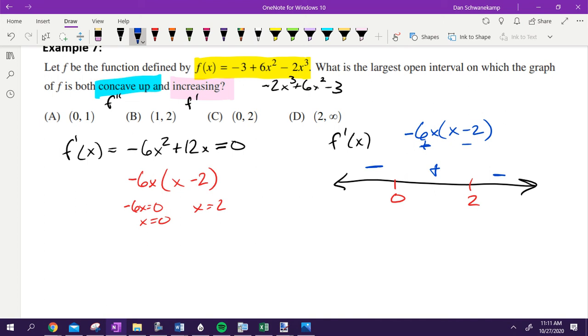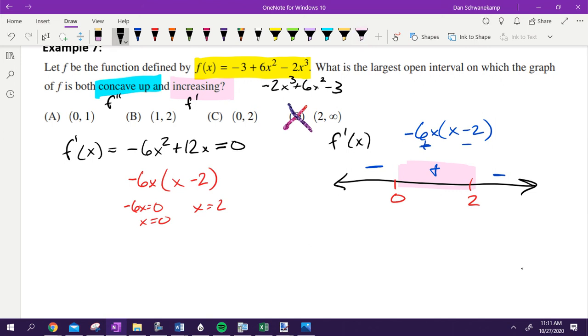The question asked, where is it increasing and concave up? So which answer can I eliminate right now? A, B, C, or D? Which one do I know is not the answer? D. D doesn't make any sense because it's not increasing over here. The only answer that we could get is something between 0 and 2 because we said that's where f prime is positive. That's when I'm increasing. Everybody good to that point?